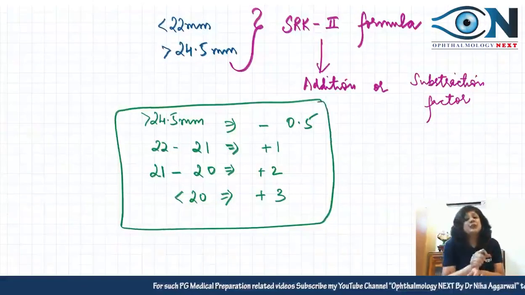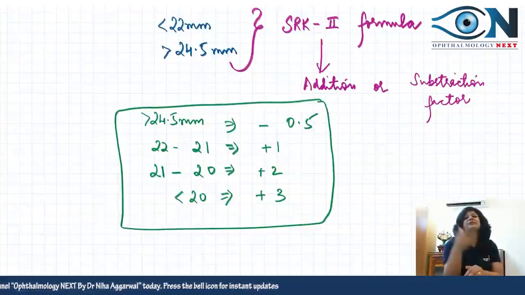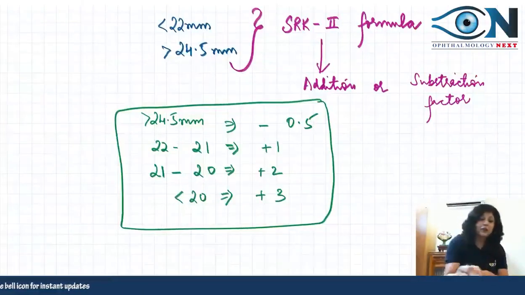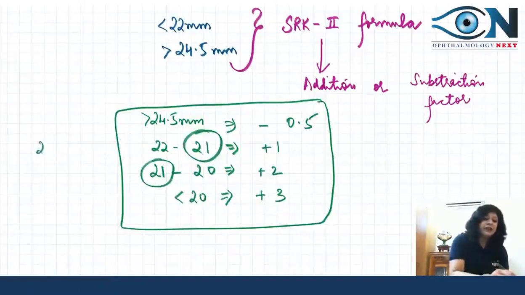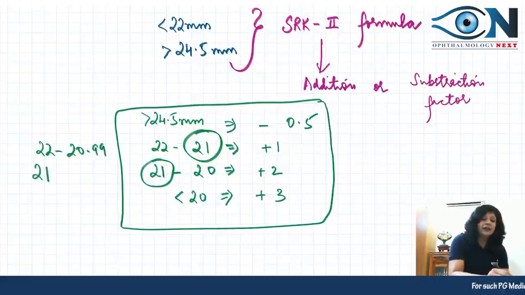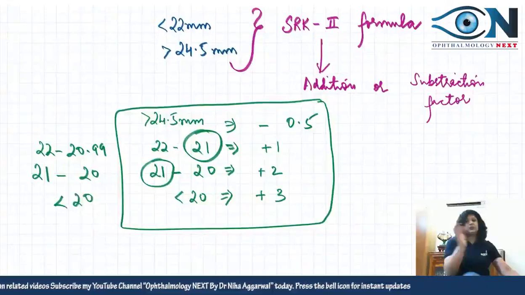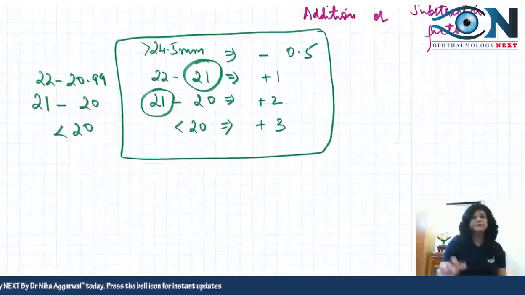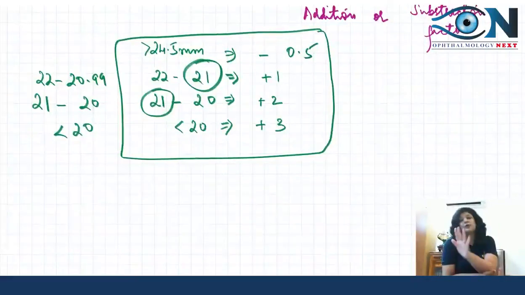So if it is more than 24.5, I will have to give minus 0.5, and if it is lesser, now you may wonder what if I am getting just 21, because I am having 21 here also and 21 here also. For practical purposes, you can take it as 22 to 20.99, and then 21 to 20, and then I am taking less than 20. So there should be no confusion regarding this. Now it is very clear that for less than 22 and more than 24.5 I am taking the SRK2 formula.